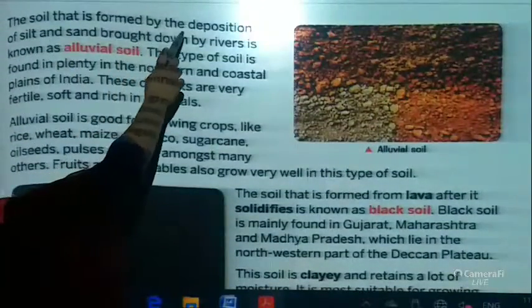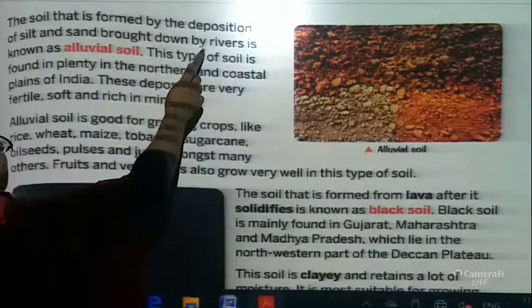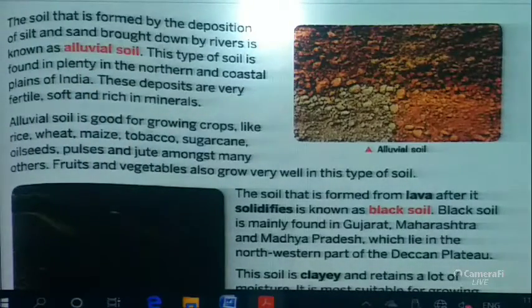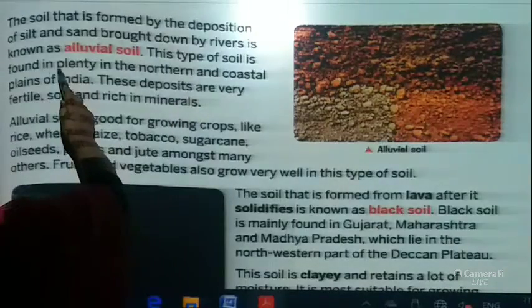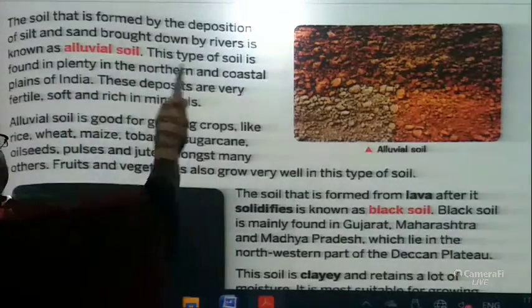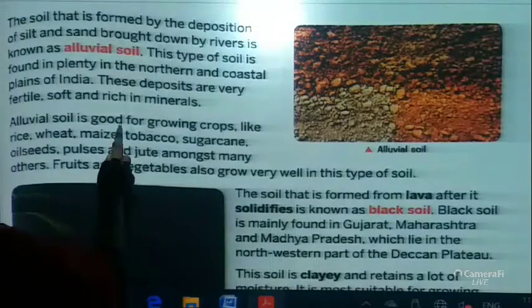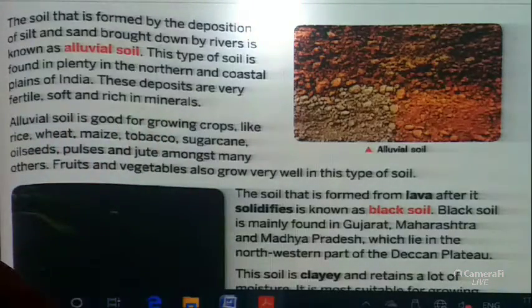Soil that is formed by the deposition of silt and sand brought down by rivers is known as alluvial soil. Underline children, from how is alluvial soil formed? By the rivers, which bring the sand and the silt. Okay, that is alluvial soil. This type of soil is found in plenty in the northern and coastal plains of India. Where is it found? In the northern and coastal plains of India. These deposits are very fertile, soft and rich in mineral.